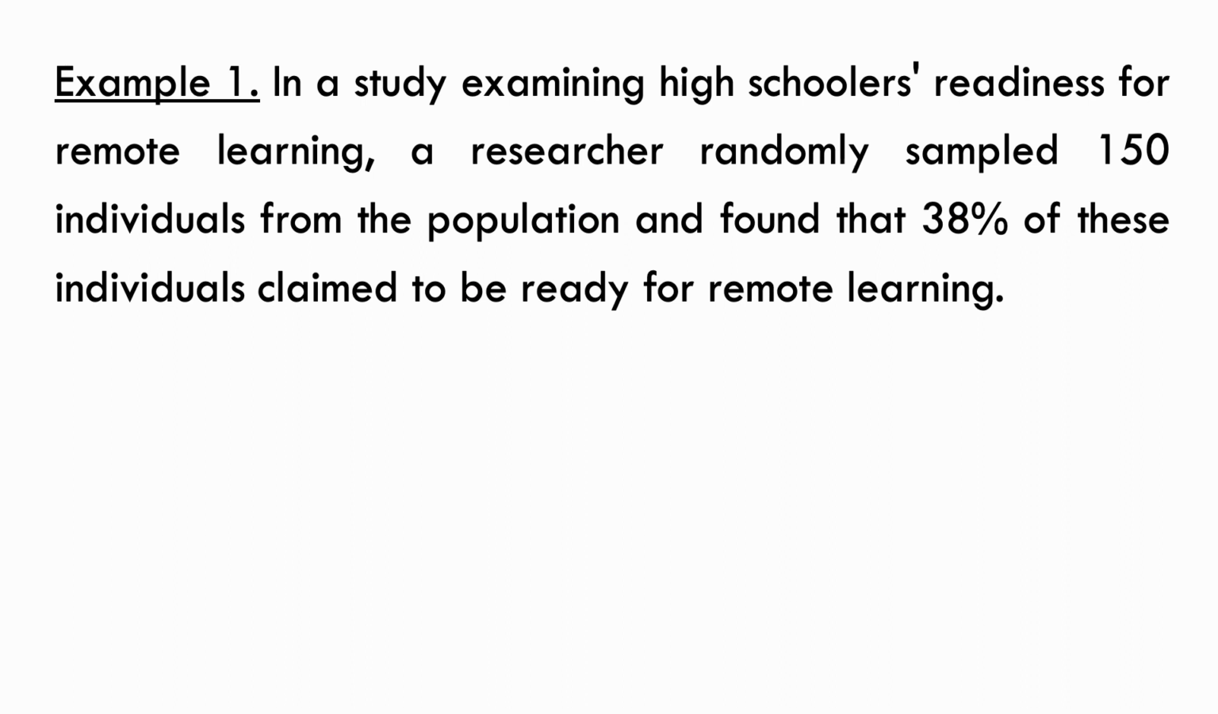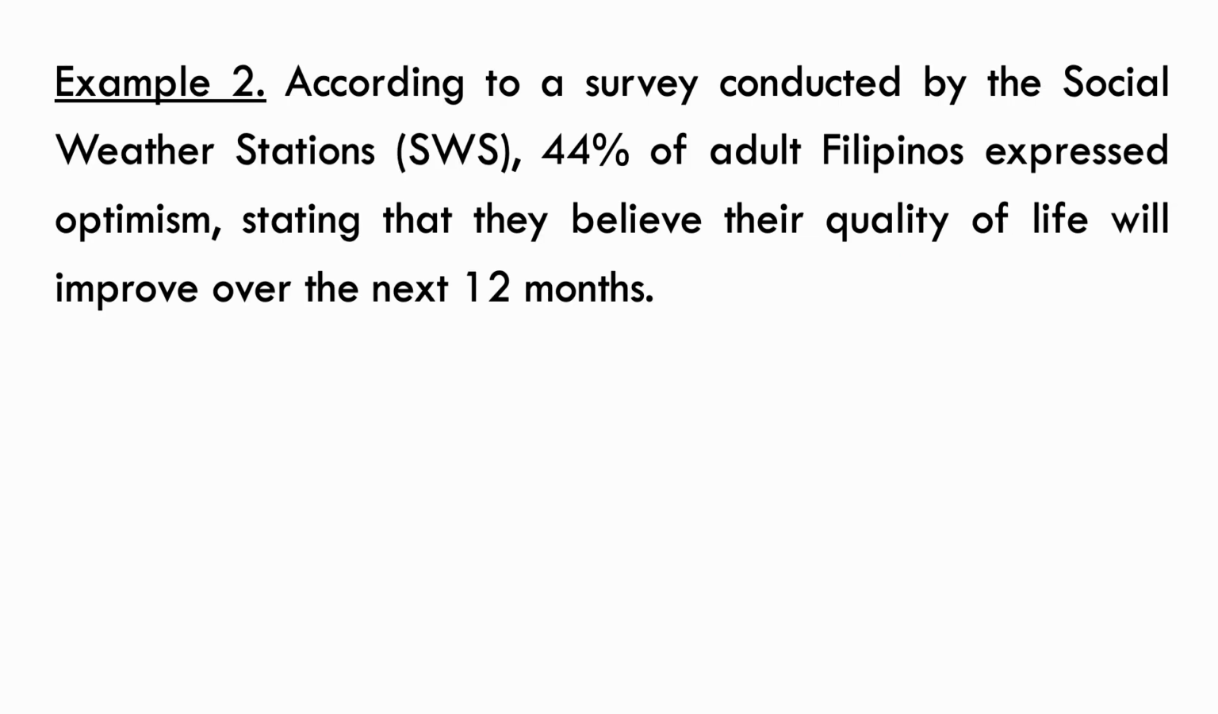In a study examining high schoolers' readiness for remote learning, a researcher randomly sampled 150 individuals from the population and found that 38% of these individuals claimed to be ready for remote learning. This is an example of estimation kasi from the random sample, na-find out niya na 38% of these individuals are ready for remote learning. Example number 2.